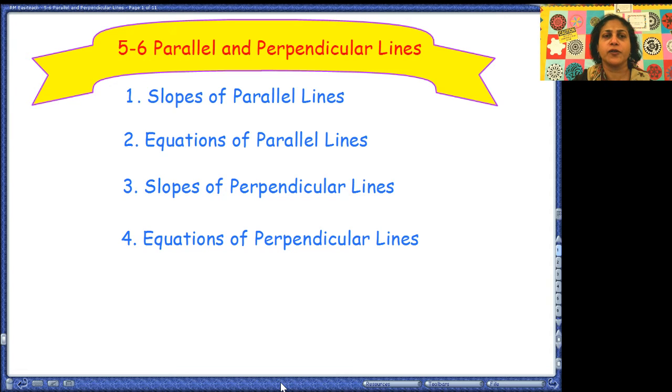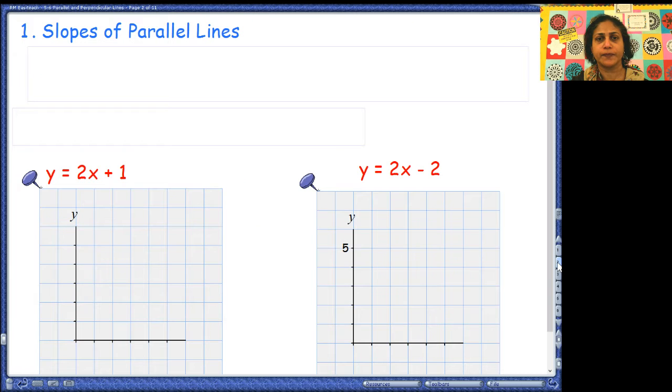Hi guys, today we're going to do parallel and perpendicular lines. These are the 4 objectives. This is easy if you just follow along slowly and carefully.